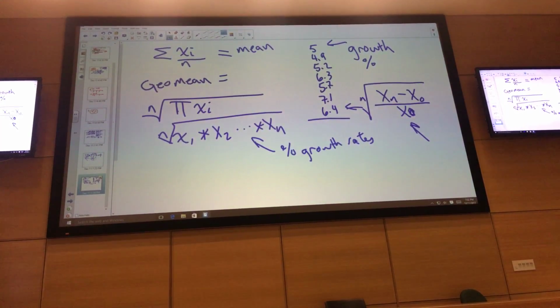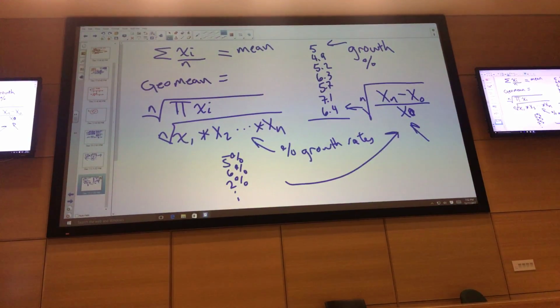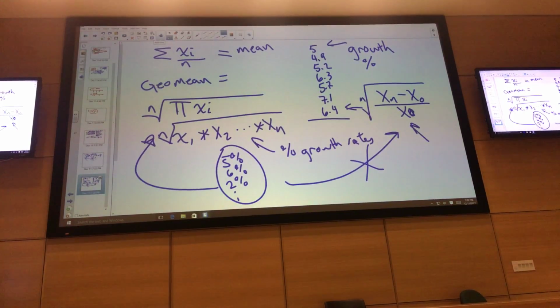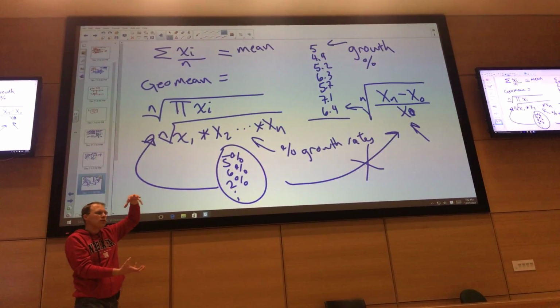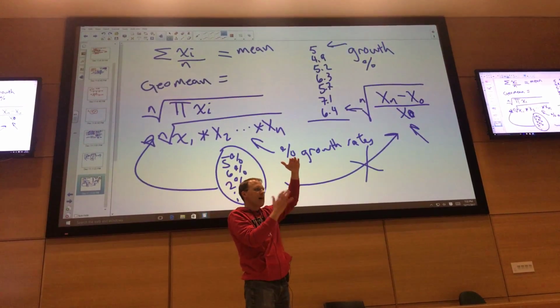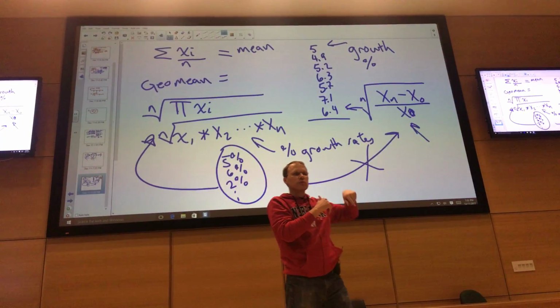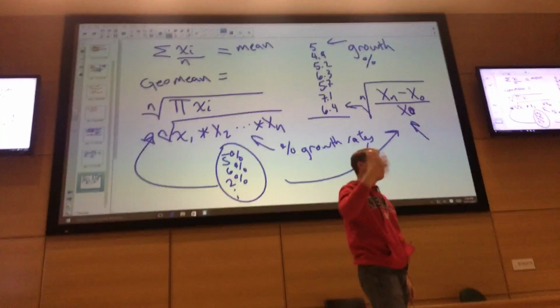What if I have growth rates? 5%, 6%, 2%. If they're growth rates, I can't use this method anymore. Then I have to use this method, because I can't take the beginning growth rate and subtract off the end growth rate. So if it's measured in actual units of growth, then I can do the end minus the beginning, divided by the beginning, nth root. If it's all rates, then I have to multiply all the rates together and take the nth root.